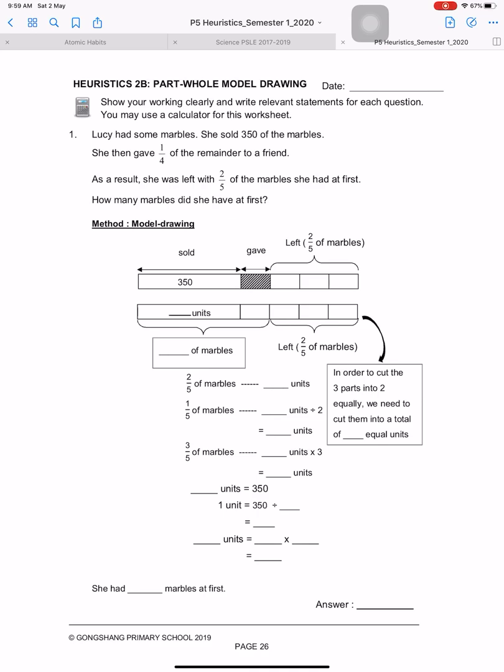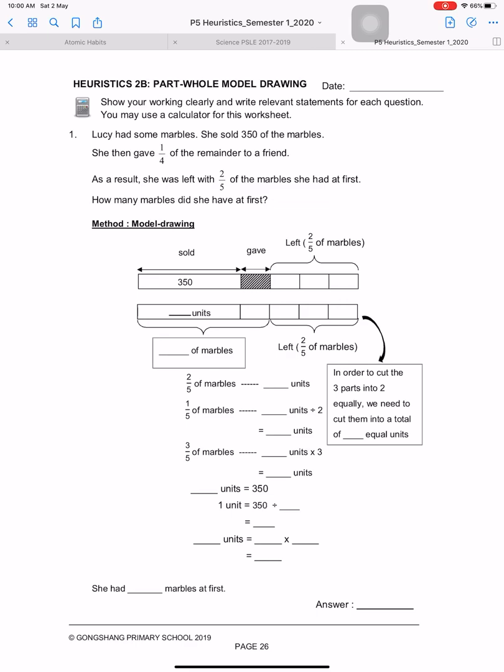As I've mentioned in my last lesson, today is the last day of term 2, in which I'll be guiding you through the last few pages of your heuristic workbook. If you have not gotten out your heuristic workbook, can you pause the video now and take it out? For today, I will be guiding you through some of the questions for heuristic 2B. We will be completing page 26 all the way to the last page of the book, which is page 31.